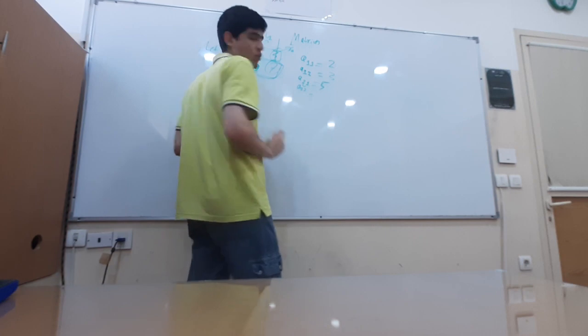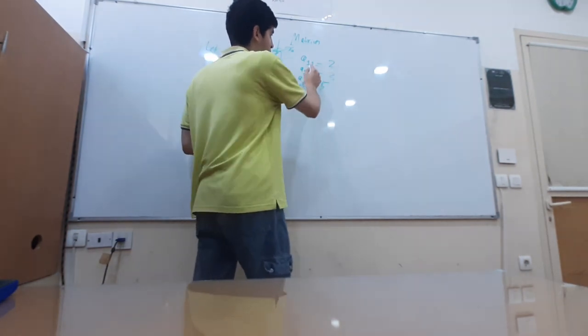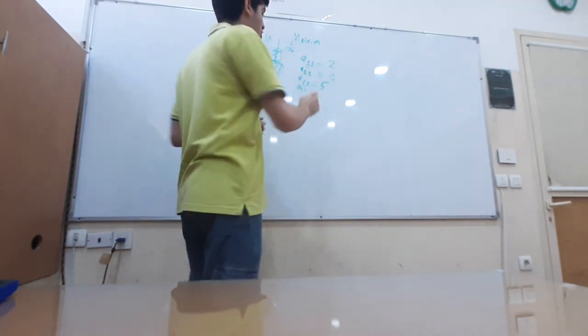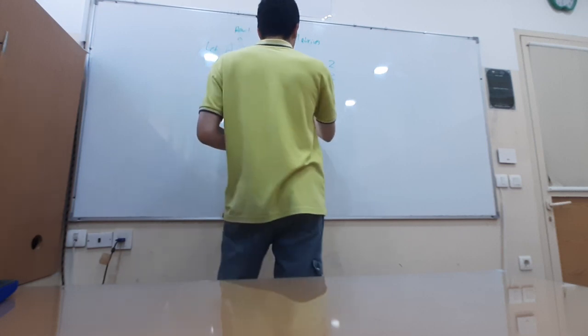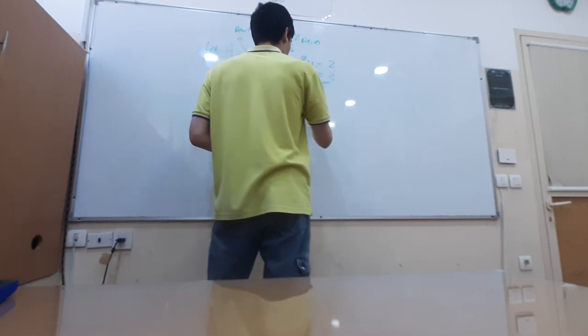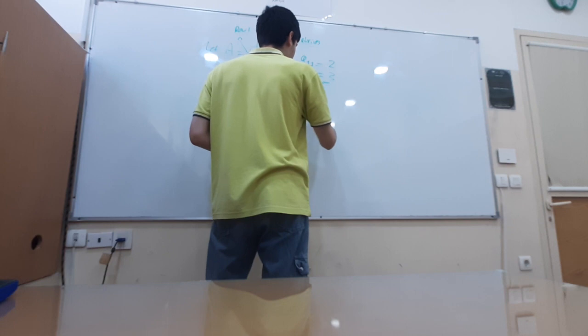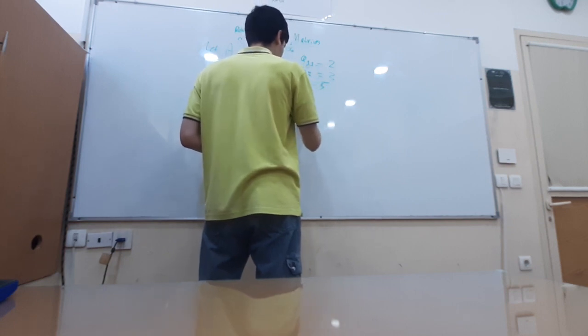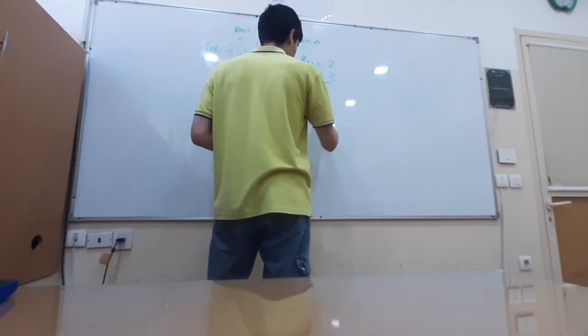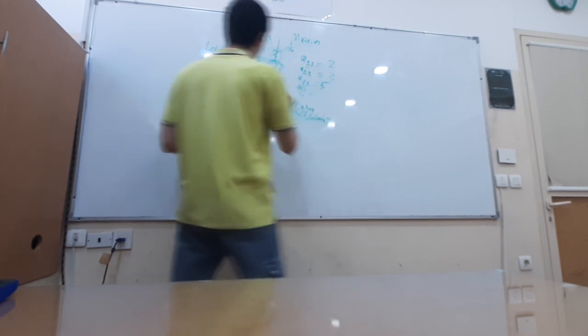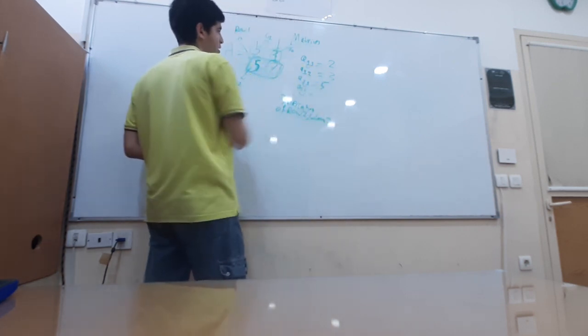A21 is the intersection of row 2 and column 1. Like this, A11 is the intersection of row 1, column 1. So A22 is the intersection of row 2, column 2, which is simply this and this. It's 7.